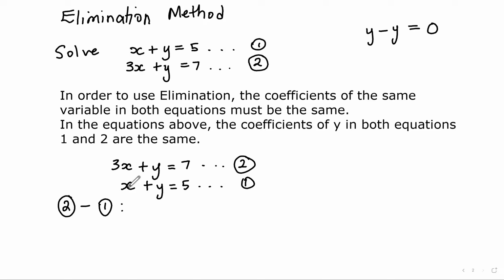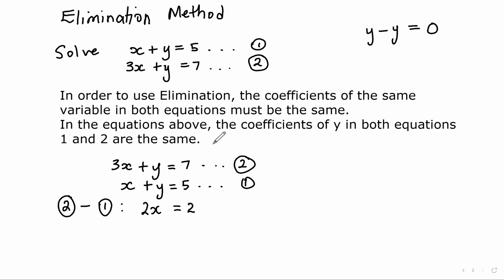So I'll say 3x take away x, which will give me 2x, because 3x take away x is 2x. Y take away y is 0. And then 7 take away 5 is 2. So what I have done is I have subtracted the entire equation 1 from equation 2, and in so doing, I have eliminated y. So all I'm left with is 2x is equal to 2. So that is the second thing.